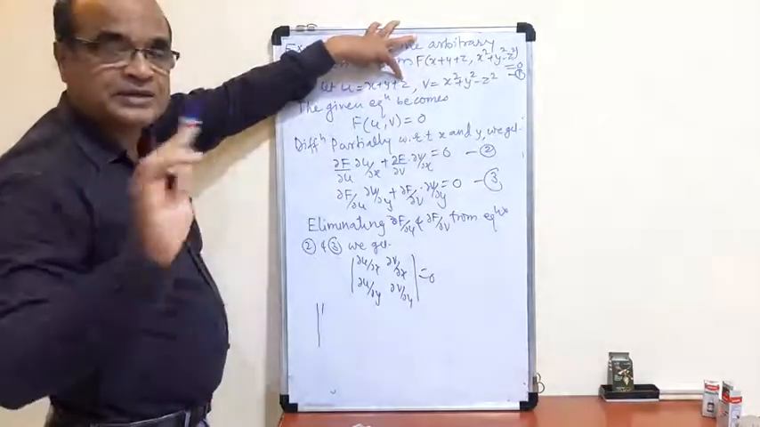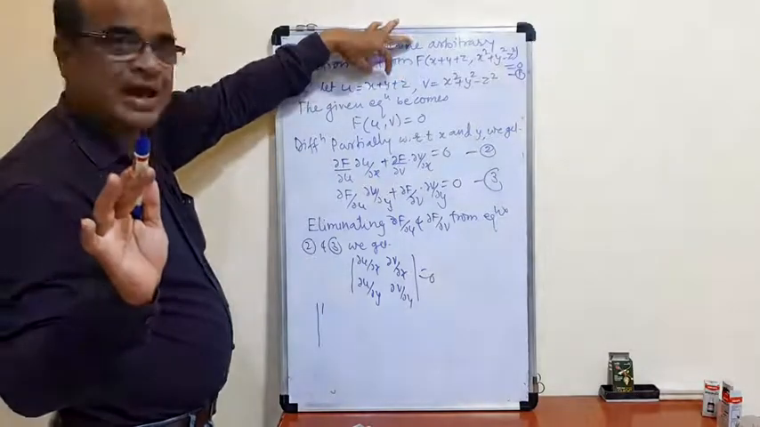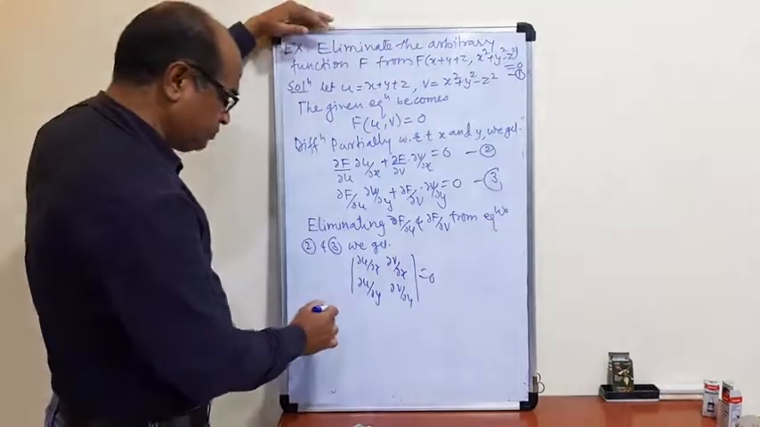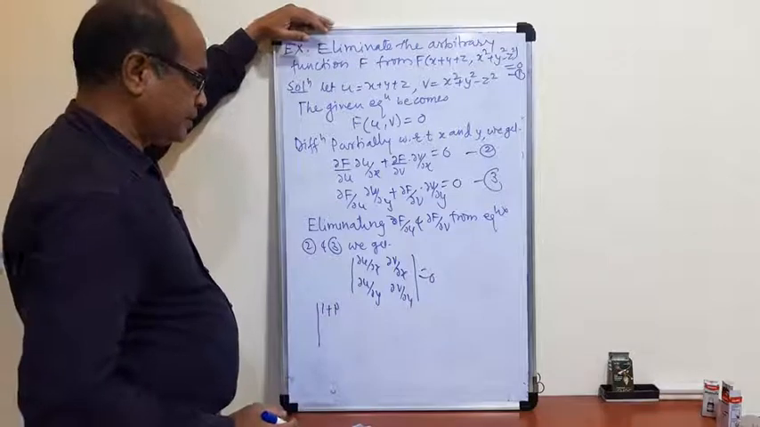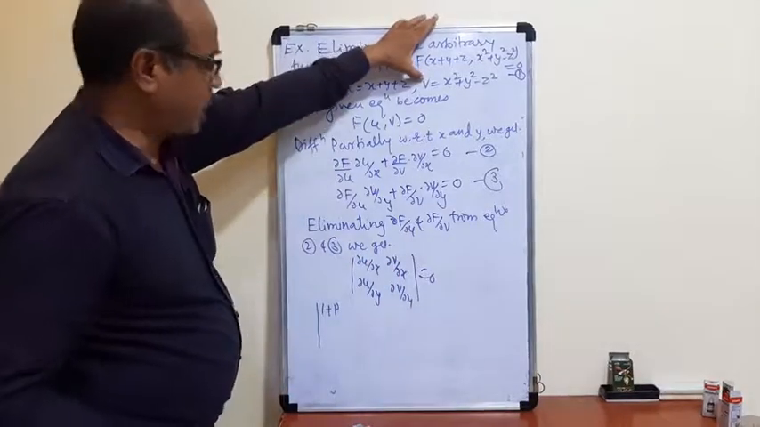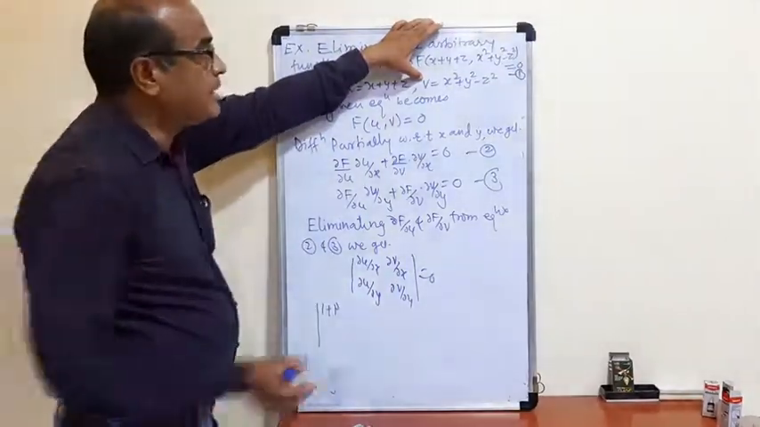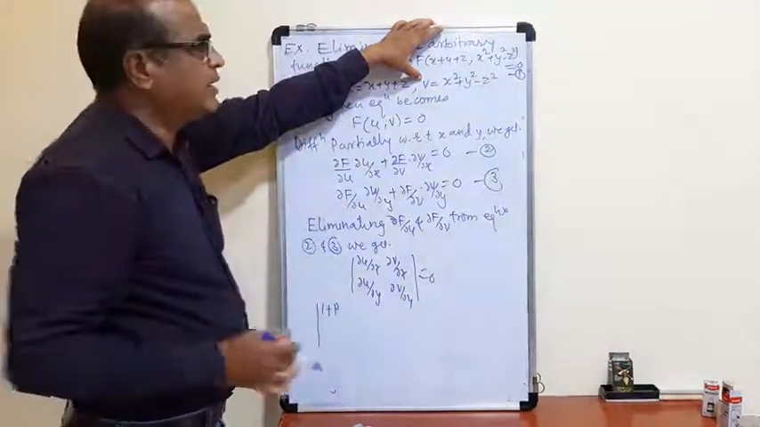Z is not a constant. Z is a dependent variable. Z is a function of x and y. So what is the derivative of z with respect to x? Dou z by dou x. So that is p. 1 plus p. What is the dou v by dou x? Partial derivative of v with respect to x, keeping y constant.